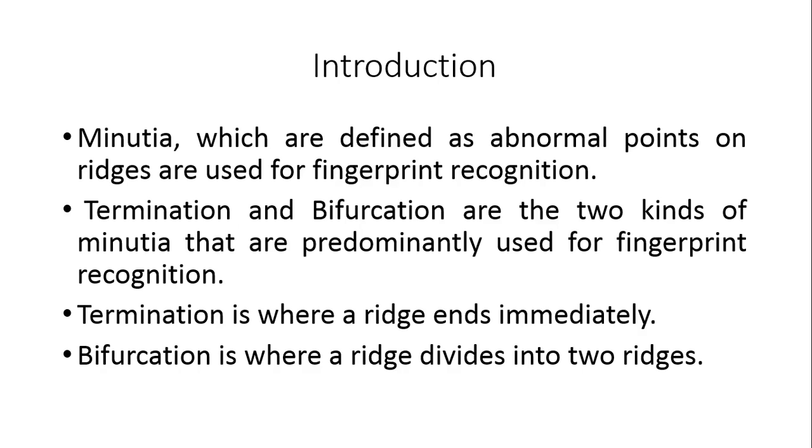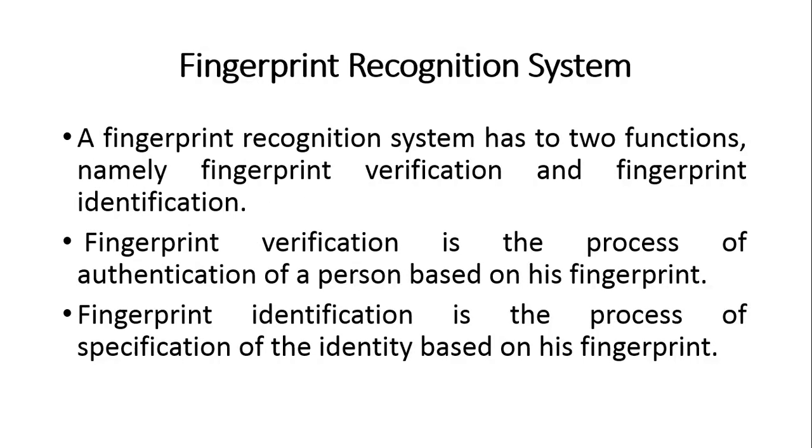Termination is where a ridge ends immediately. Bifurcation is where a ridge divides into two ridges. A fingerprint recognition system has two functions, namely verification and identification. Verification is the process of authentication of a person based on his fingerprint. On the other hand, identification is the process of specification of the identity based on his fingerprint.